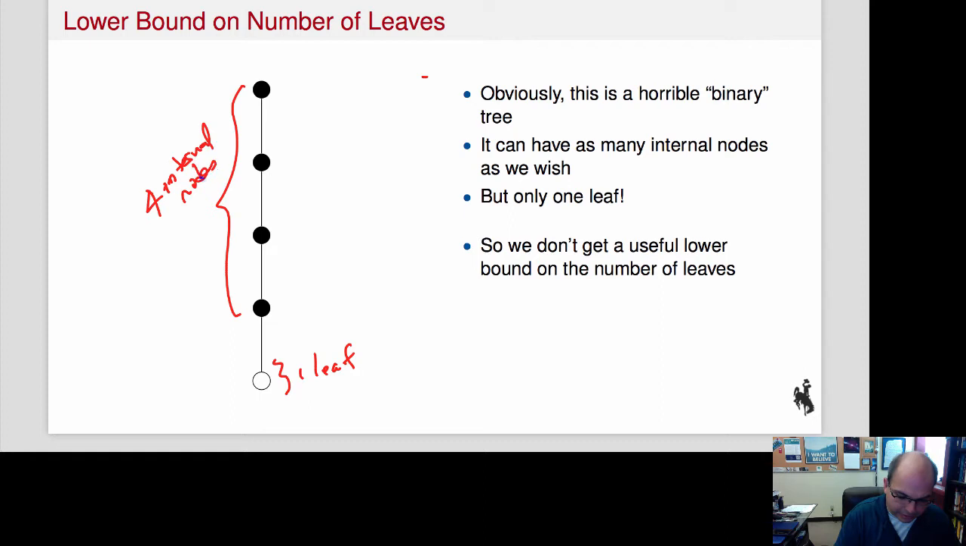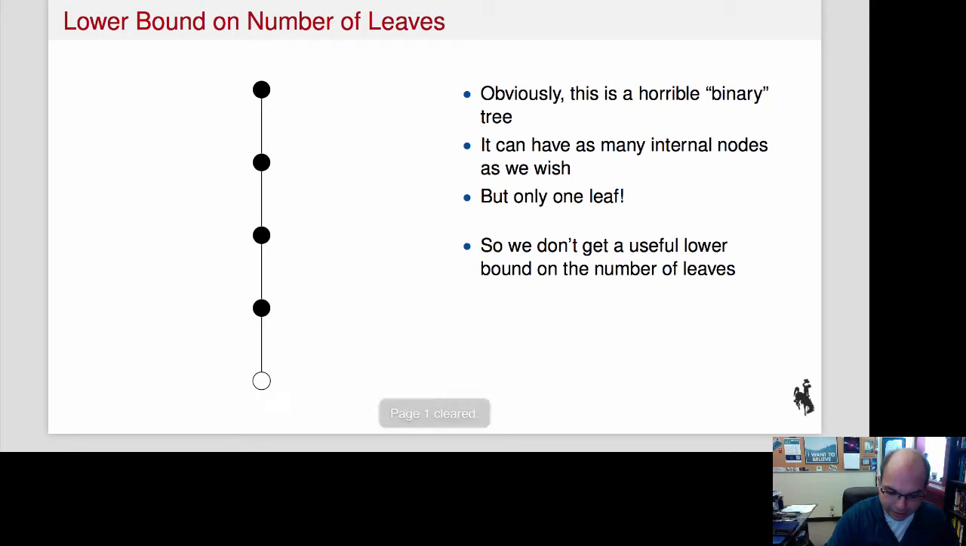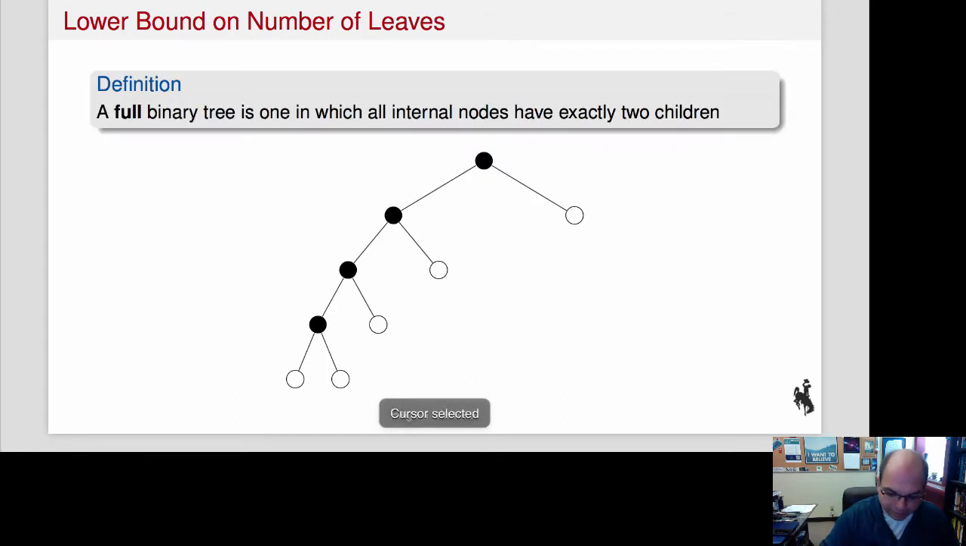So you can see that it's not really easy to find a lower bound. I mean, the lower bound could be 1. Every non-empty tree has to have at least 1 leaf. Not useful, okay? So we need some kind of conditions to prevent this kind of disaster from happening. And we can do that. So let's define a full binary tree.